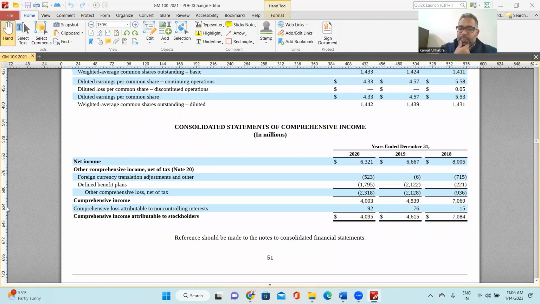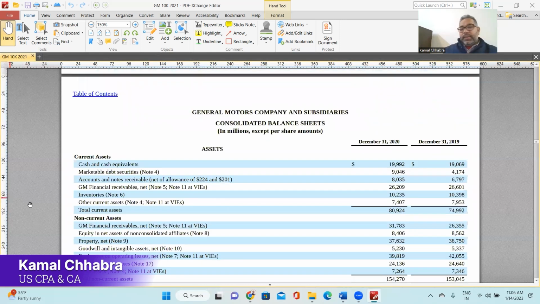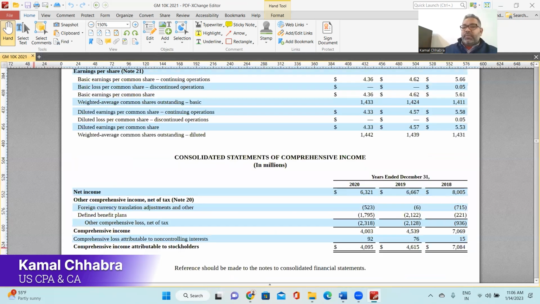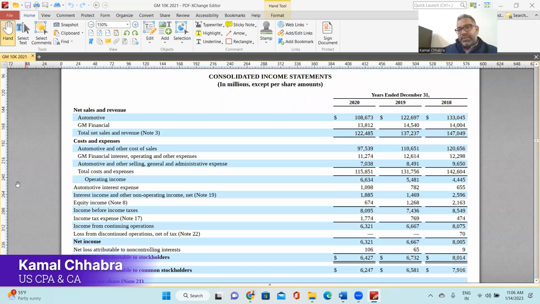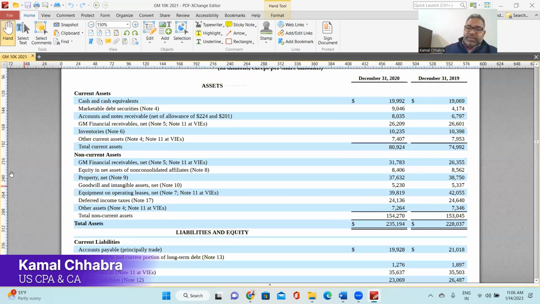This is like other comprehensive income. In that you see foreign currency translation adjustment, defined benefit plan, other comprehensive losses, comprehensive income, which includes comprehensive losses attributable to the non-controlling interest, or you can say minority interest in India. And this is your consolidated balance sheet. The balance sheet you might be seeing like this for 2 years, current year and previous year, whereas the income statement and other comprehensive income would always be a 3-year presentation. So that's how your presentation and disclosure should look in the financial statement, right?